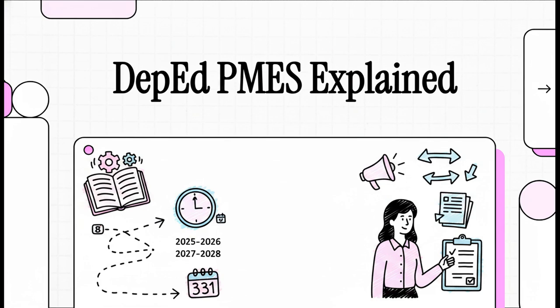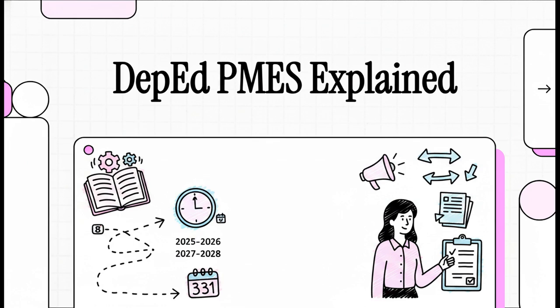Today we are breaking down the newly released DepEd Memorandum number 089. This is the memo that sets up the comprehensive guidelines for the Multi-Year Performance Management and Evaluation System, or PMES, for teachers. If you've been wondering exactly how this is going to affect your school year, your workload, and your evaluations from right now all the way to school year 2027-2028, well, you are absolutely in the right place.